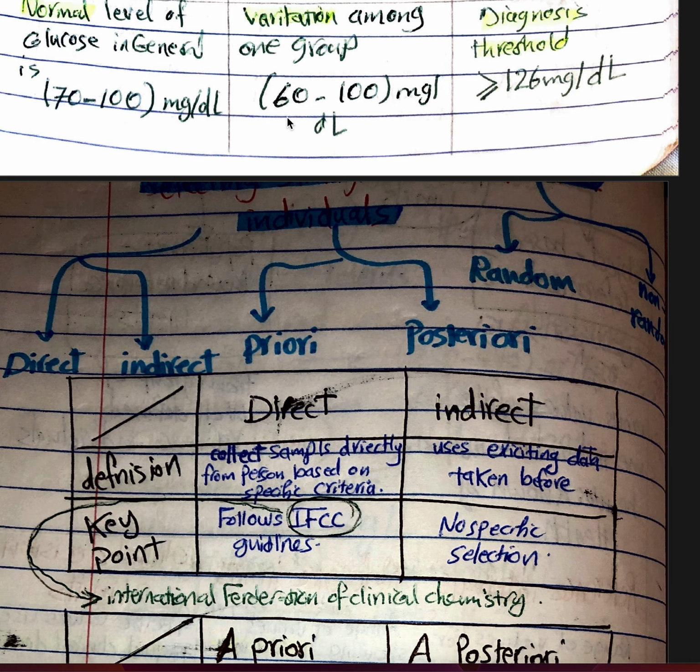Now, the next thing is selecting strategies for reference individuals. What are the strategies that I can use for these reference individuals? These are the individuals I want to use as a reference. So what are the strategies that I can use? Maybe direct, indirect, prior, posterior, or we can use random and non-random. These are the many strategies that we use for the reference individual.